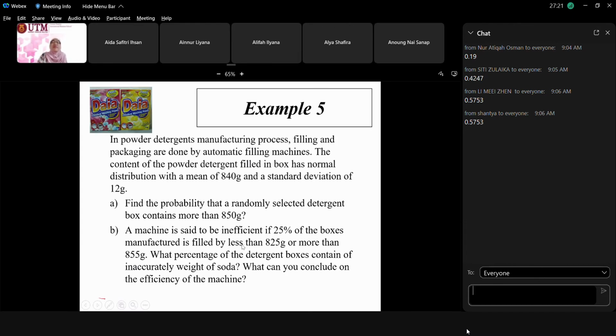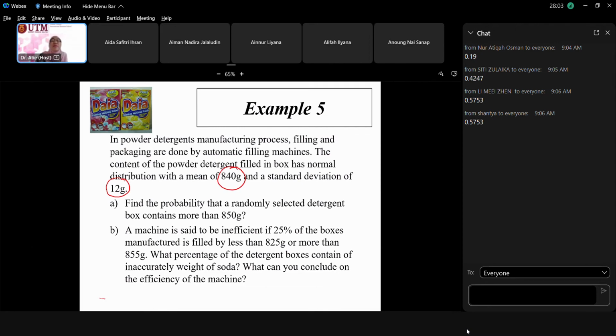Okay, so let's move on to example number 5. In a power detergent manufacturing process, filling and packaging are done by automatic filling machines. The content of the power detergent filled in the box has a normal distribution with a mean of 840 gram, circle that number, and a standard deviation of 12 gram. Find the probability that a randomly selected detergent box contains more than 850. We hold part B, let's focus on part A first.